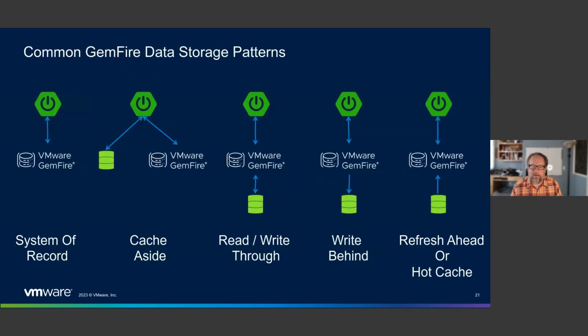And let's go on. So here are our common data storage patterns that I was alluding to in a previous slide. Where can I use GemFire? System of record, that's the one I like the most. Makes everything really simple. I don't have a complicated architecture. It's just storing my data. I've done many systems, or helped out customers with many systems, that are using GemFire as a system of record.